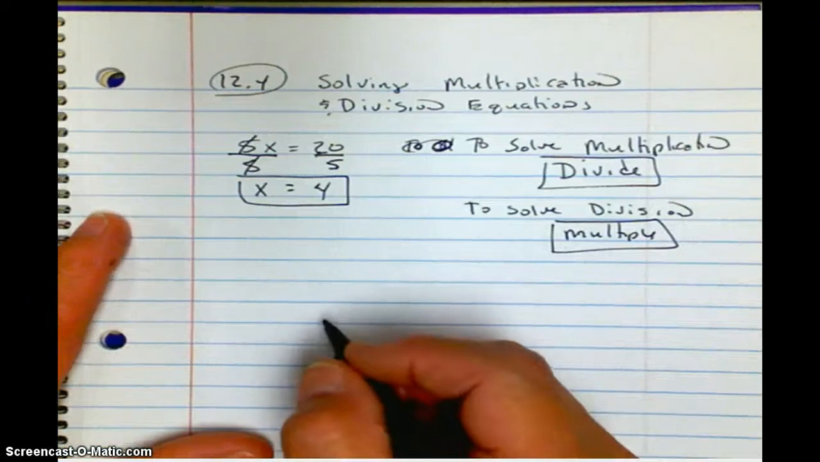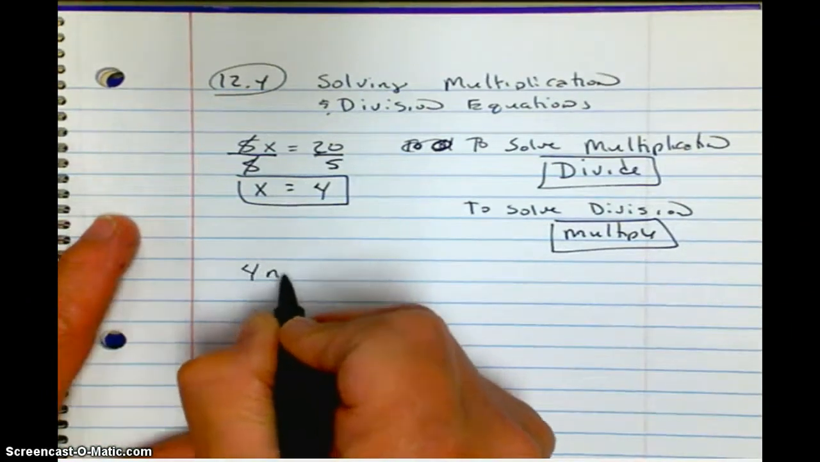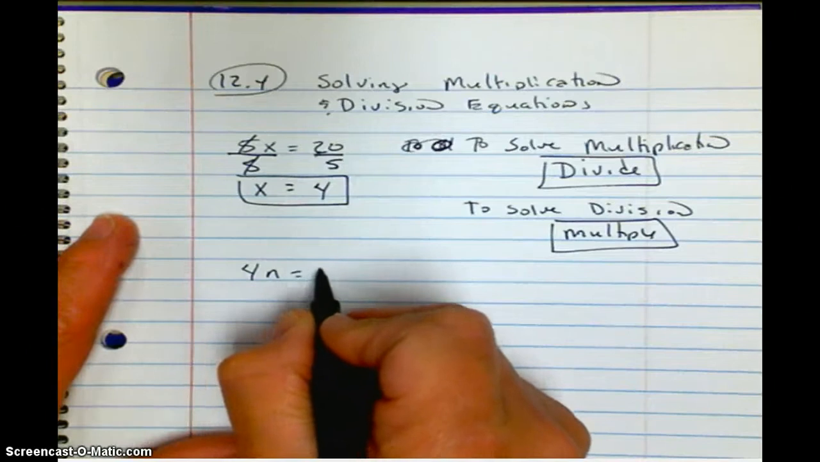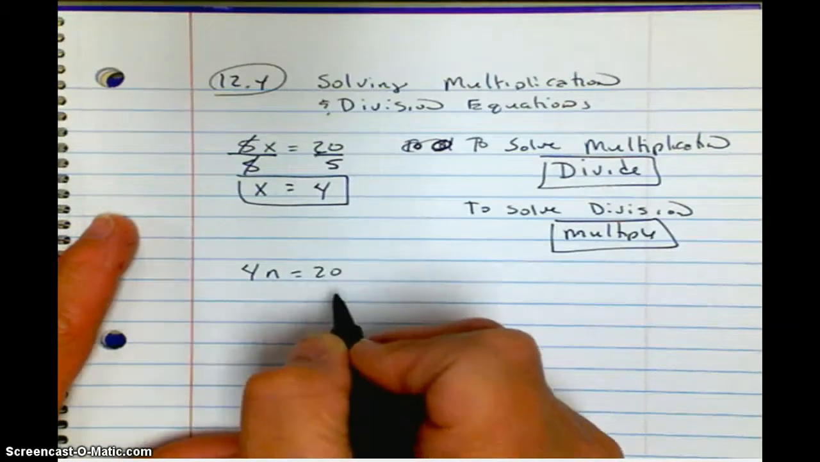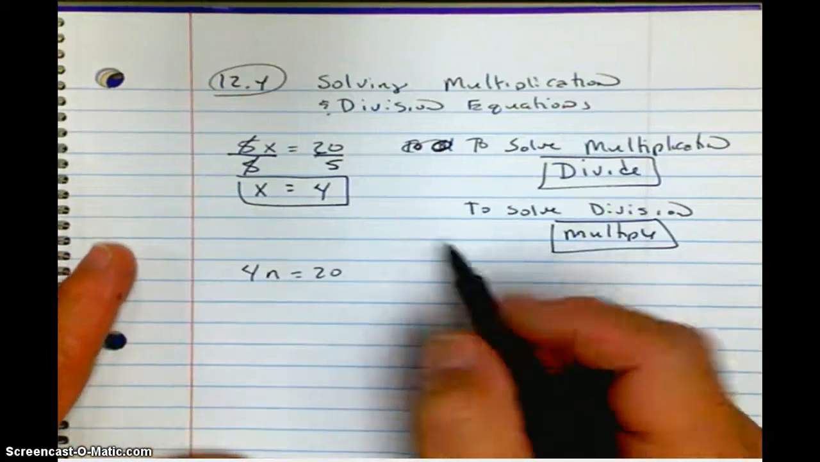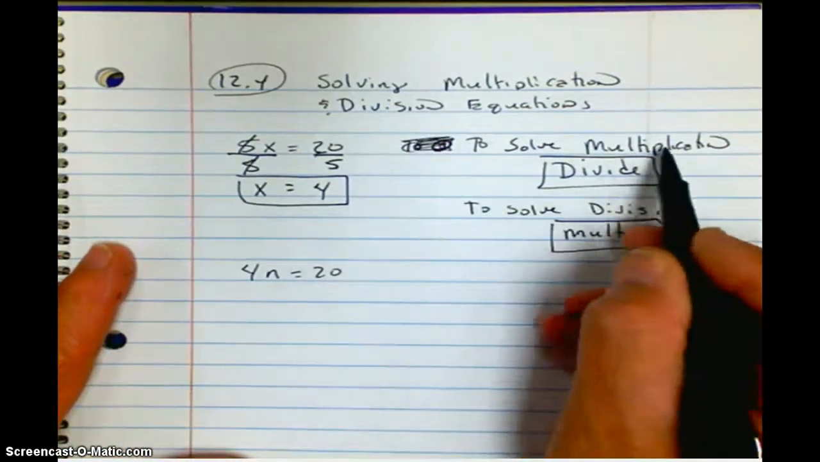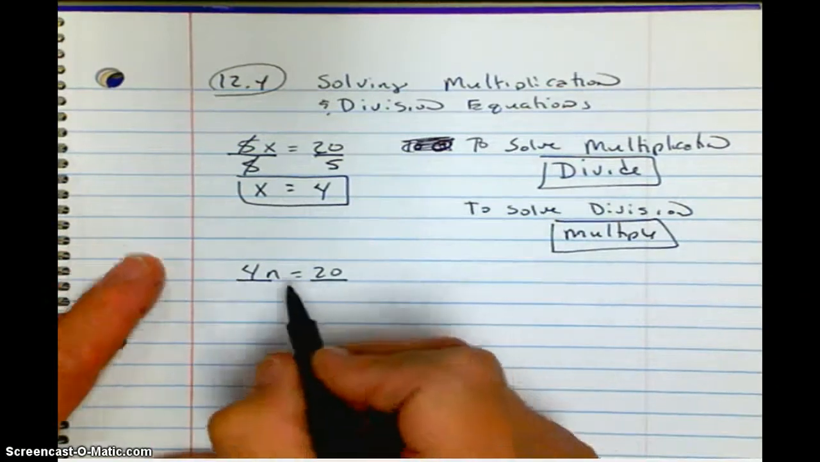Now, that's a little bit different than you've seen it written in the past. We'll do another example of that. Let's take the example 4n is equal to 20. Again, to solve a multiplication problem, we're going to divide, and that's just another way to show division.